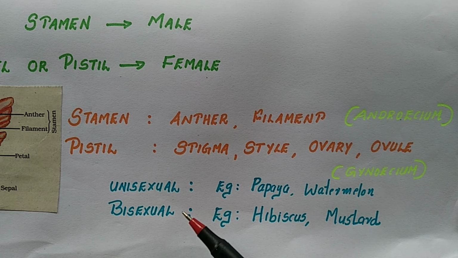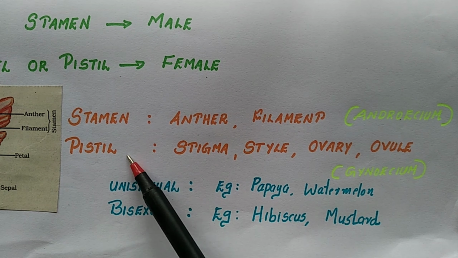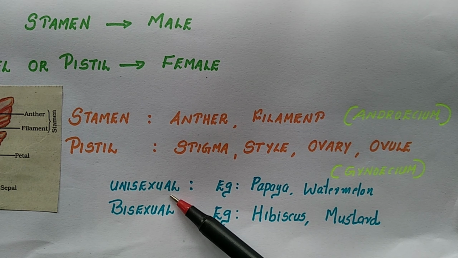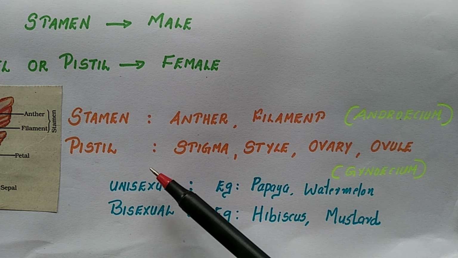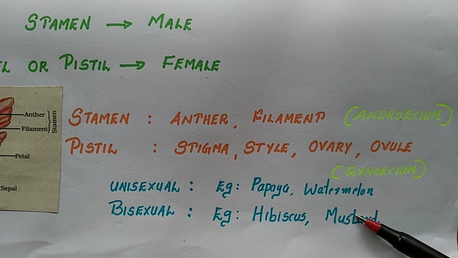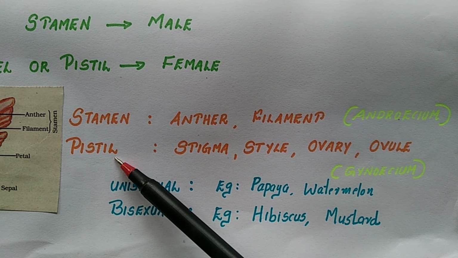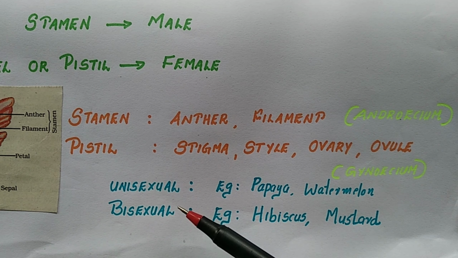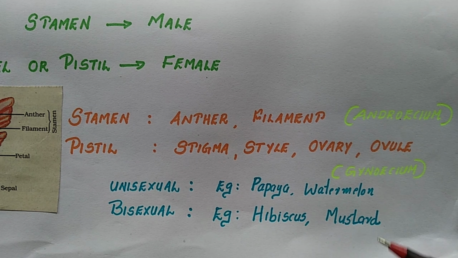Now see here, if in a plant any one of these, either stamen or pistil, is present, such a flower is called a unisexual flower. That is, either the flower possesses stamen or pistil. The examples are papaya and watermelon. On the other hand, if a flower possesses both the male part and the female part, that is stamen and pistil, such a flower is called a bisexual flower, and the examples for bisexual flower are hibiscus and mustard.